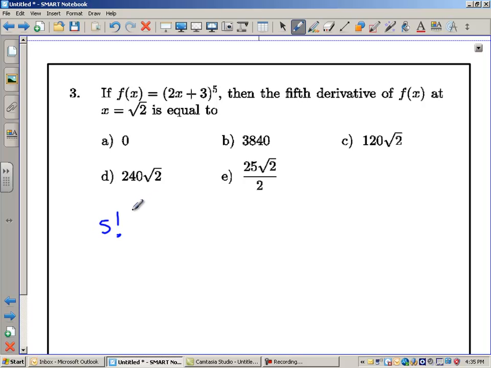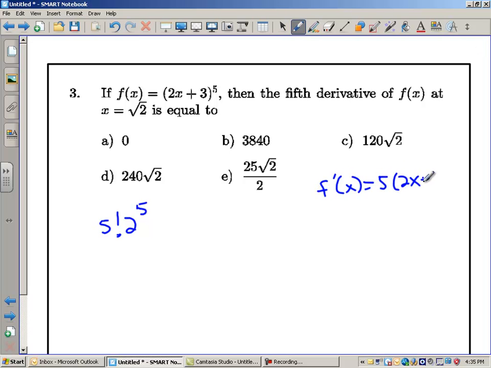And then, on top of that, because of the chain rule, the 2 is going to be in there 5 times, because each time I take the derivative, I have to use the chain rule. Let me show you again what I'm talking about. Just the first derivative would be 5 times (2x plus 3) to the 4th, but then times 2. Then the second derivative would be, the 4 comes down, so it's 5 times 4 times (2x plus 3) cubed, and then times 2, which is already there, but then times 2 again because of the chain rule.